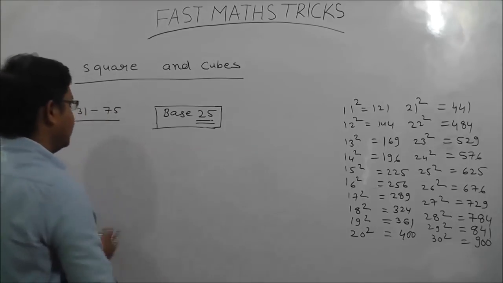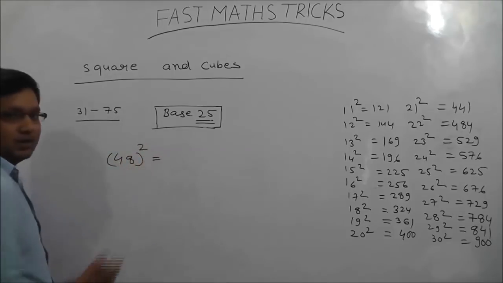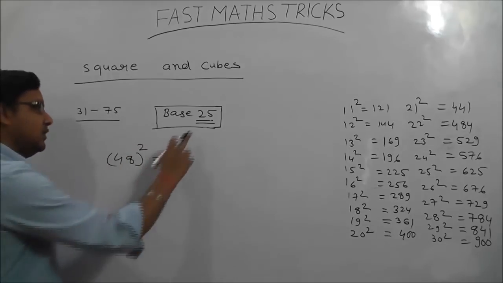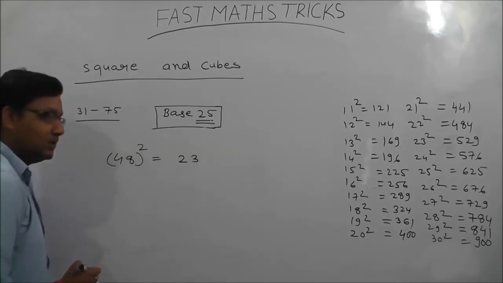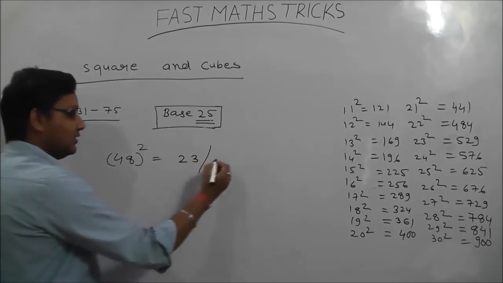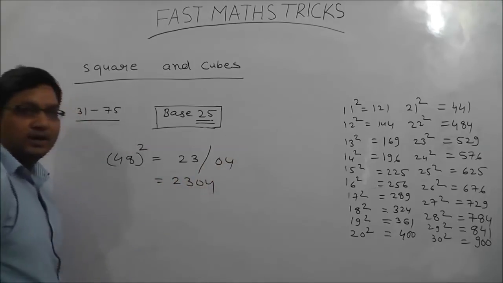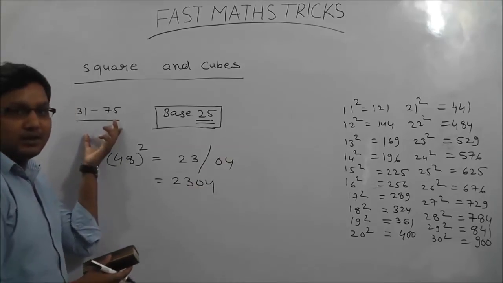Suppose a number is 48. 48 square. How much less than 50 is it? It is 2 less than 50. So 25 minus 2, that is 23. 23 will be the first part, and it is 2 less than 50, so 2 square is 4. So the answer will be 2304. In this way you can find the squares of any value between 31 and 75.